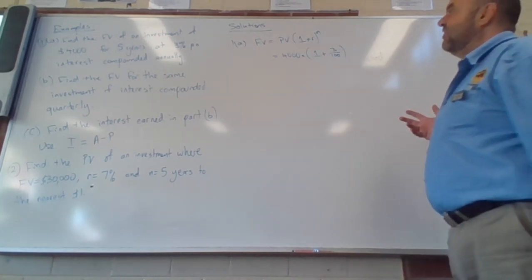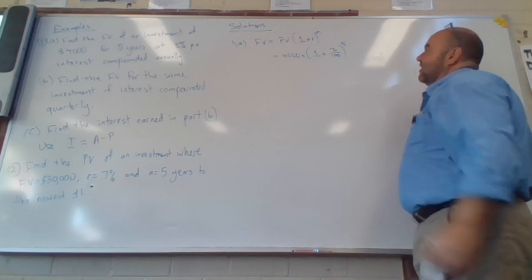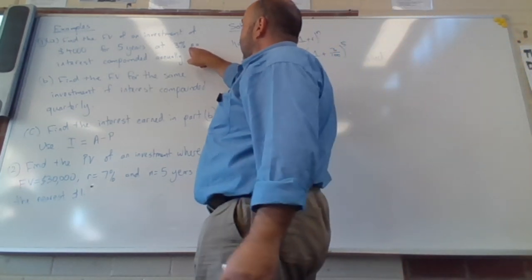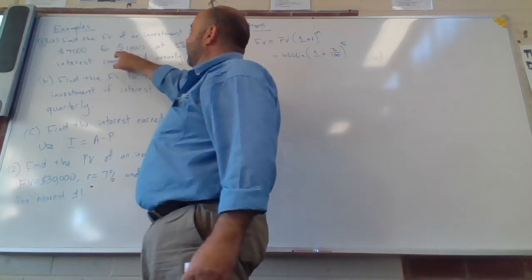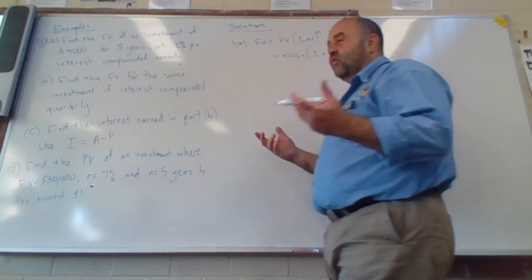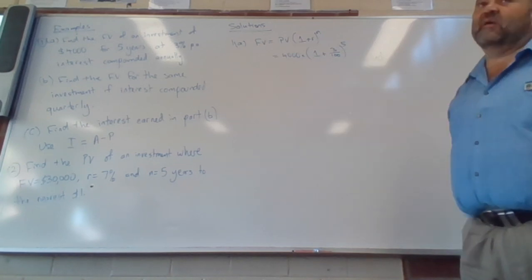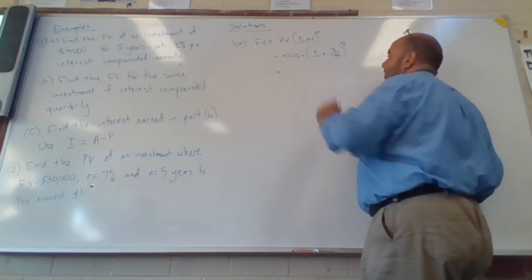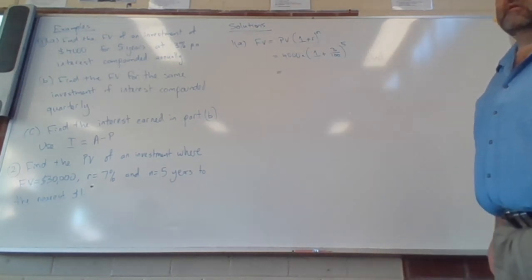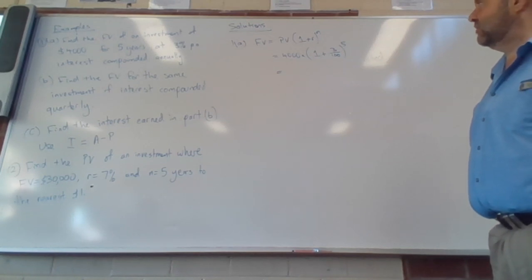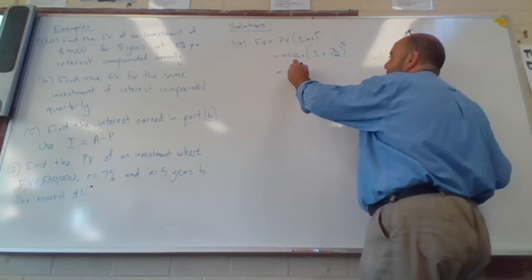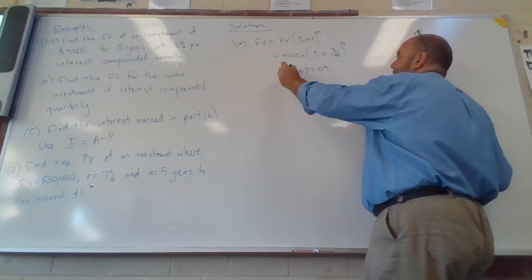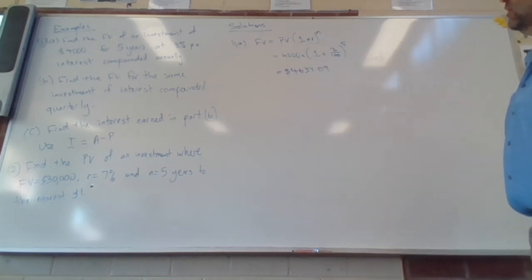N is the number of terms. We're doing this for 5 years. Now, because our interest is 3% per annum and our investment is for 5 years, our R and our N agree. So there's nothing we need to do other than put our numbers straight into the formula. So our little volunteer on the calculator tells us $4,637.09. Okay, very good, thank you. So our investment grows to $4,637.09 in 5 years.